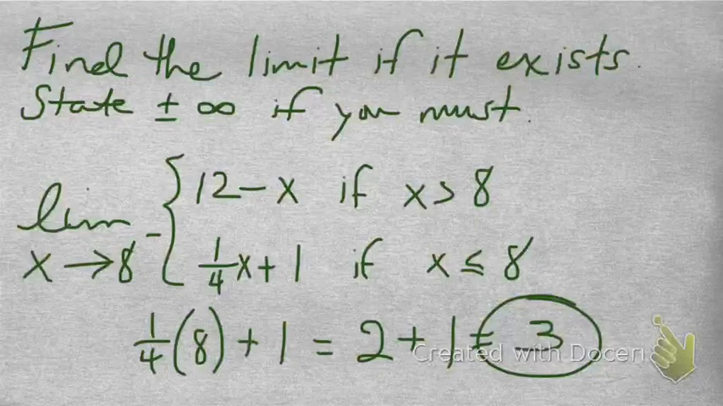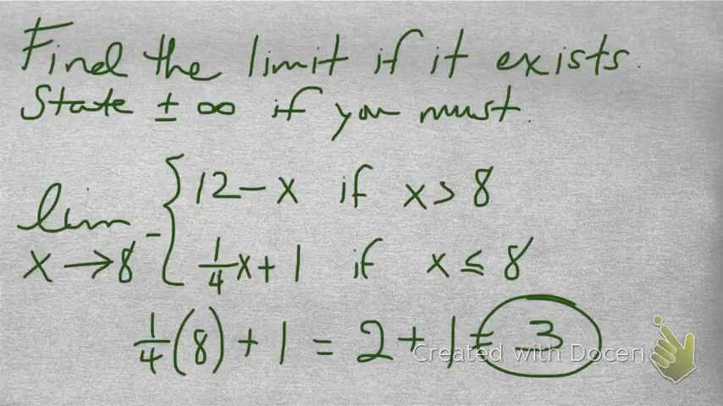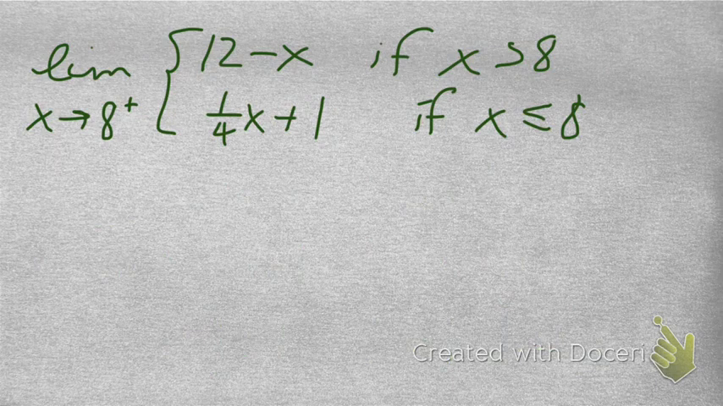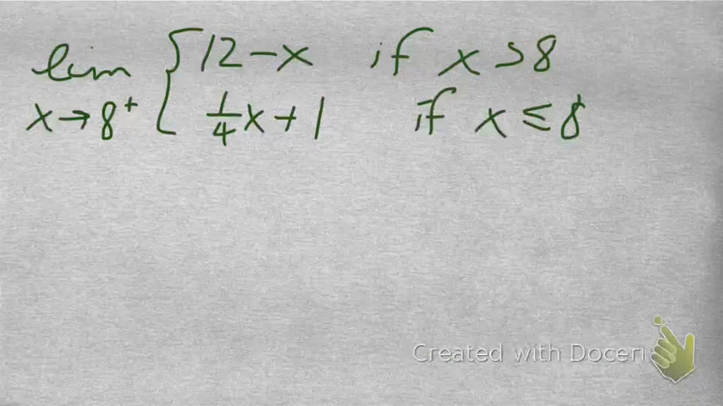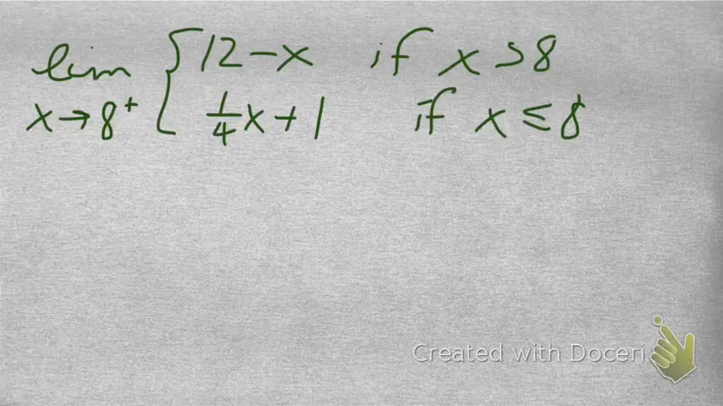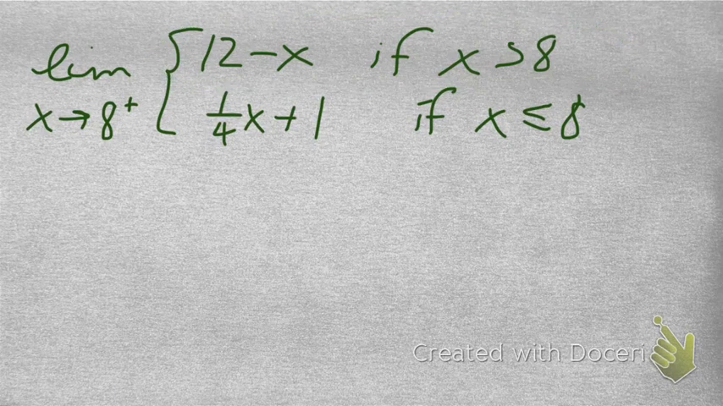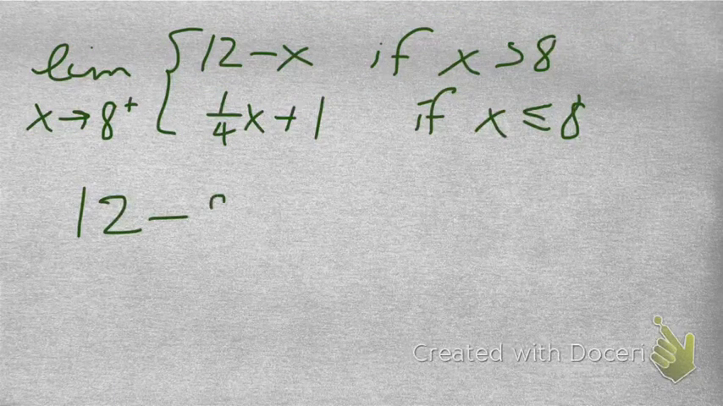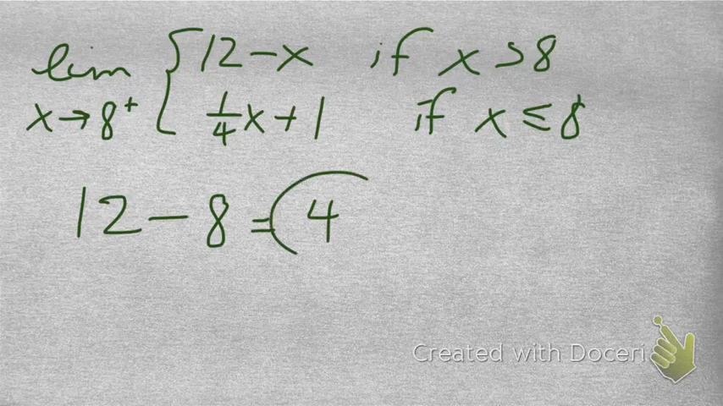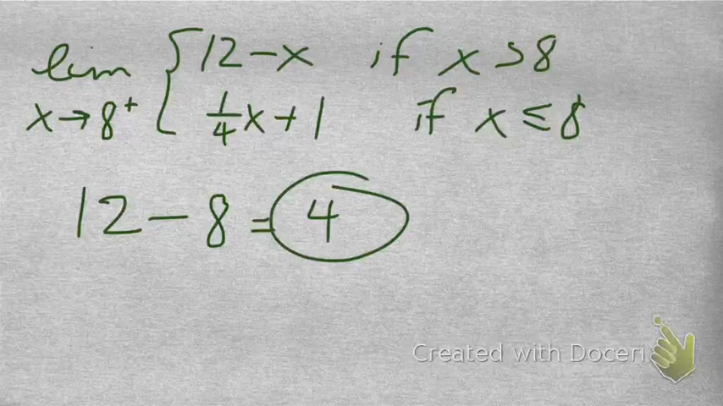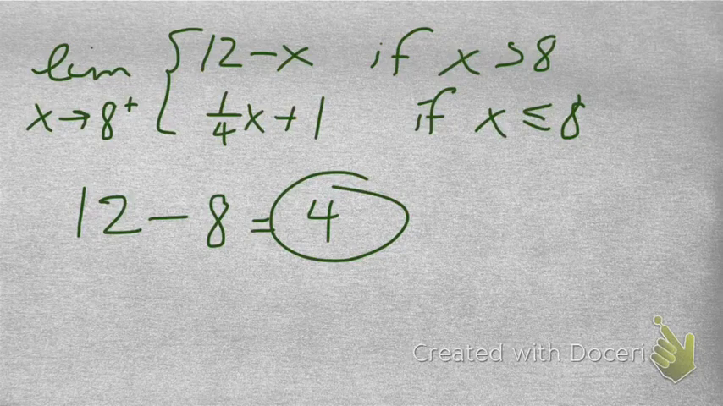So naturally you're wondering, well, what if we were looking at the limit as x approaches 8 from the right? If we are looking from the right, we're talking about the top version, where the numbers are bigger than 8. So we'll plug into the top. And 12 take away 8, well, that's just 4. So the limit as x approaches 8 from the right is 4.